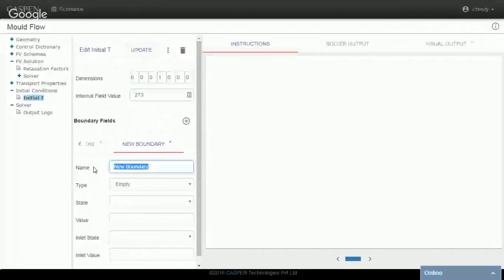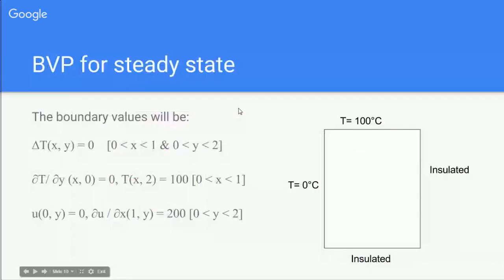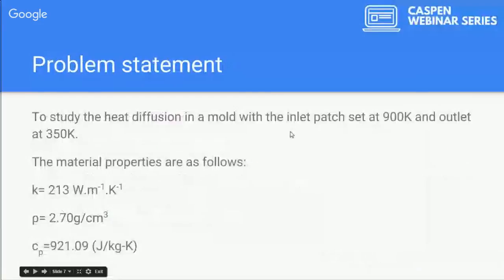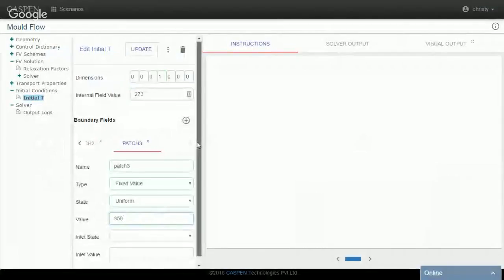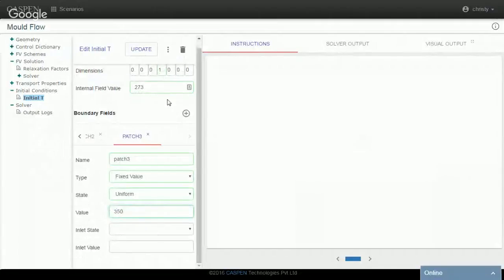In this patch 3, give this again a fixed value, to be the temperature at the riser side. So what is the temperature which I had given? 350 Kelvin. So I will be adding 350 in the patches. So we click on update.